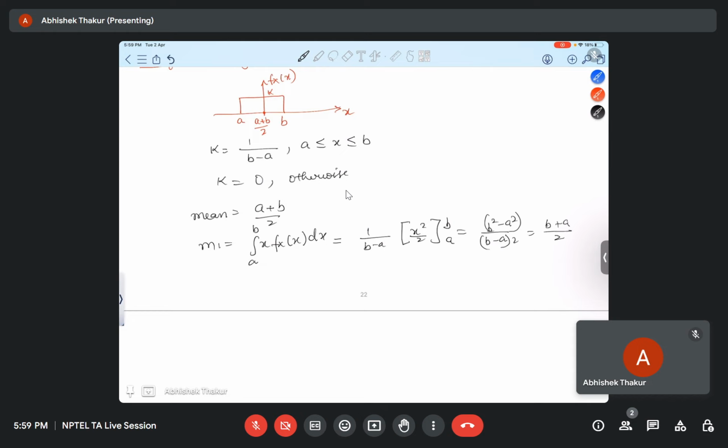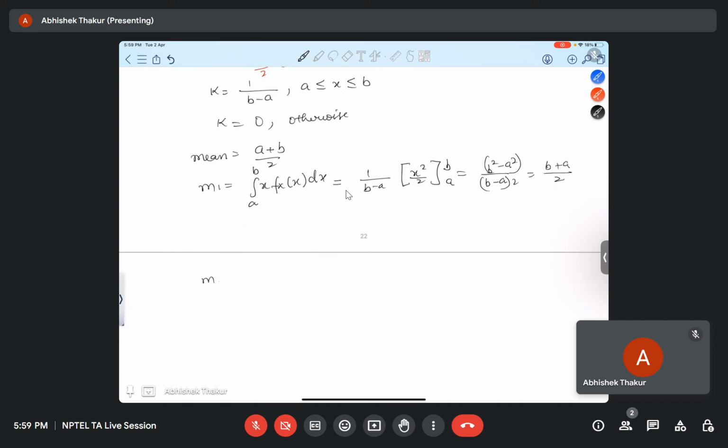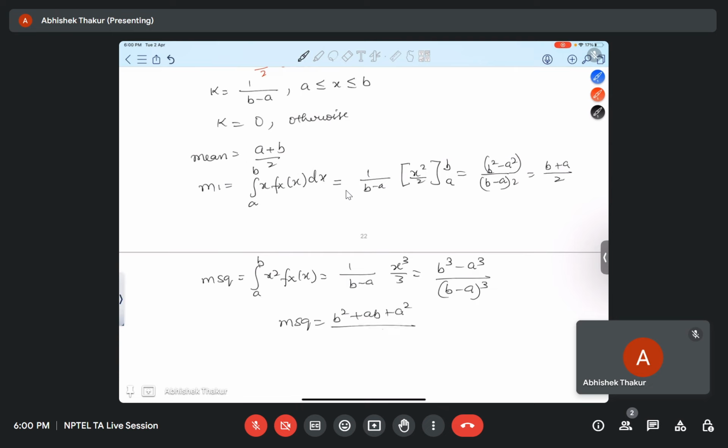Okay. And M2 will be integral from A to B of x squared f(x). So this will be 1 by (B minus A) times x cube by 3. So this will be (B cube minus A cube) divided by (B minus A) times 3. So M2 will be (B square plus AB plus A square) by 3.